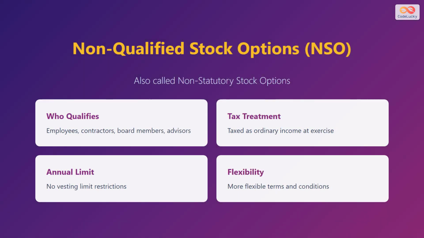Non-qualified stock options, also called non-statutory stock options, are much more flexible than ISOs. Unlike ISOs, NSOs can be granted to anyone: employees, contractors, board members, and advisors. However, they're taxed as ordinary income at the time of exercise, which typically results in a higher tax burden. The upside is that there are no annual vesting limit restrictions like with ISOs, and companies have much more flexibility in setting the terms and conditions of NSOs.